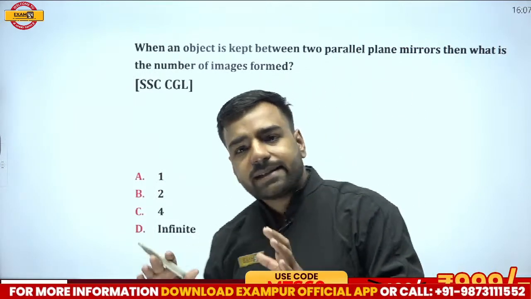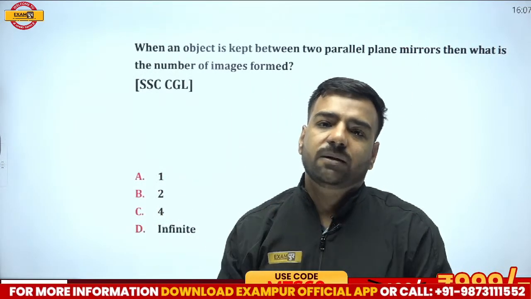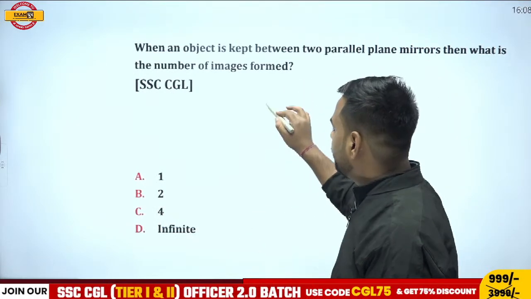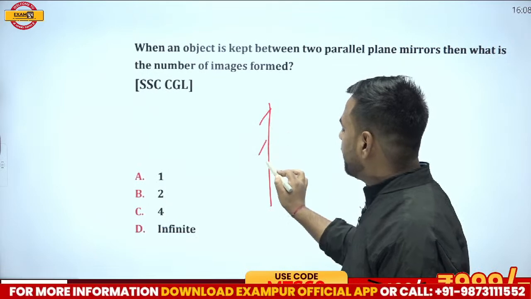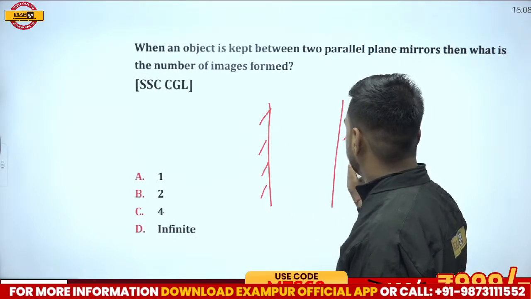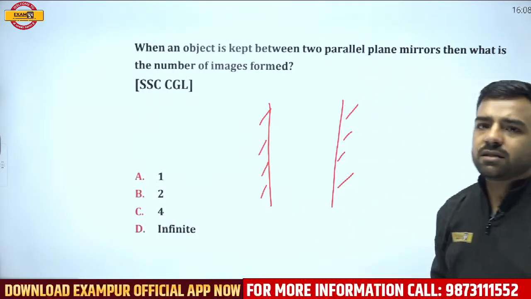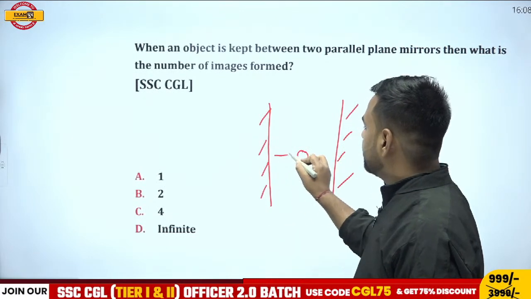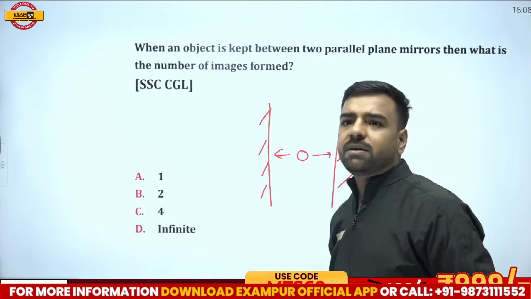But just have a look at the real world example. If I go with the real world example, just think of it. If there's a mirror over here and we have another mirror over here, now if I talk about two mirrors, and there's an object lying between these two mirrors, just think of a scenario. What is going to happen?